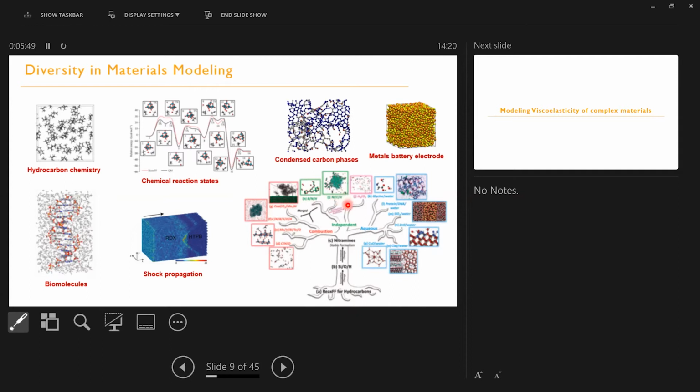So are you able to see the screen clearly? These labels are visible to you? No. It's not visible. Okay. Yeah, I think we have to make do with this. I cannot increase the resolution.